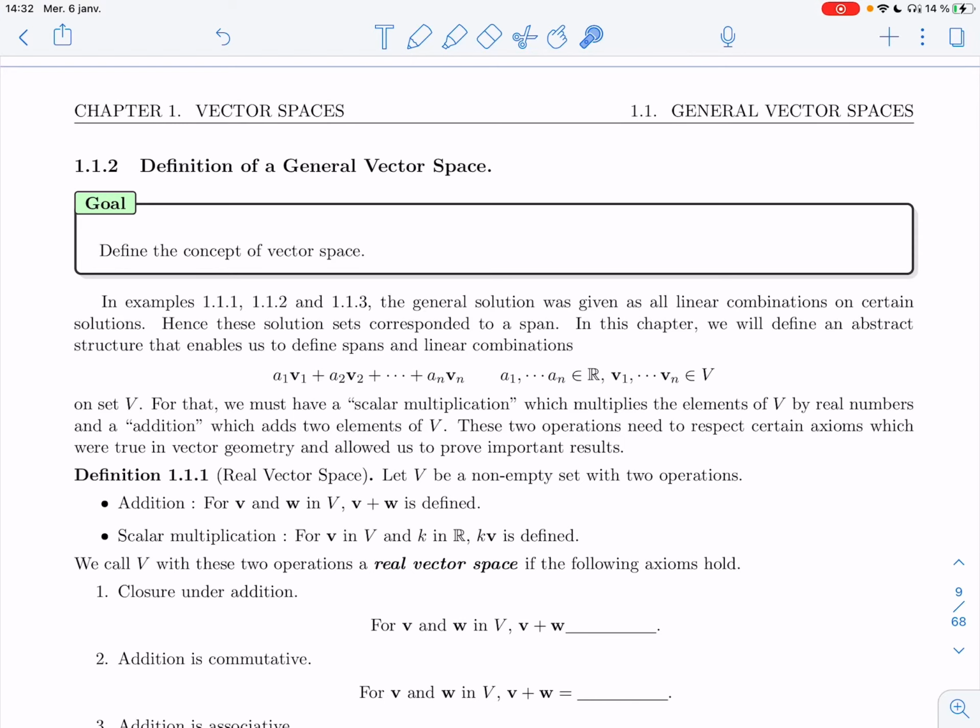In this video, we'll be looking at section 1.1.2. We'll be defining a general vector space. All right, so the goal is pretty simple. It's to define the concept of vector space. We'll also see a few examples.